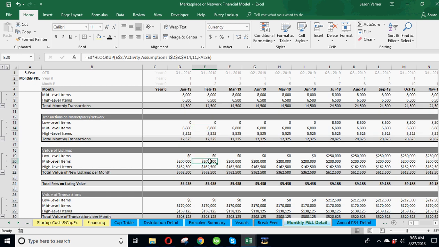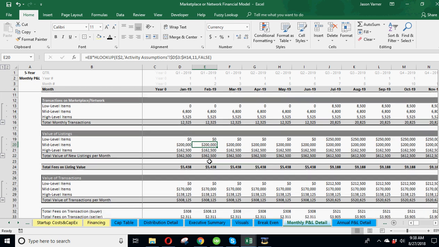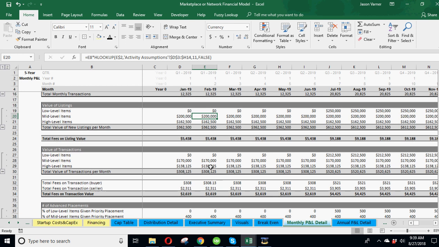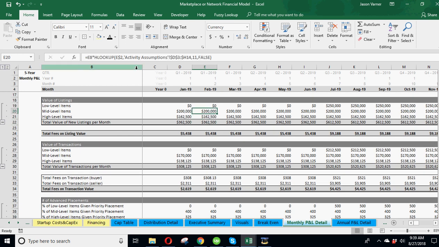So this is the value of the listings, and then based on that value, you have fees on the listing, which is your actual revenue that the facilitator marketplace business would take. So they get a fee on the listing value, which is fixed for all 3 types. We can just multiply the total value times that percentage, which is done dynamically with H lookups.